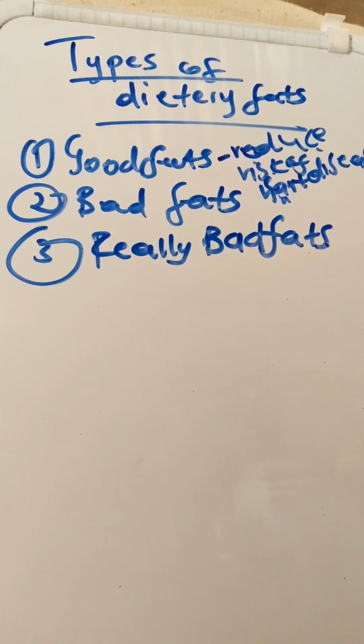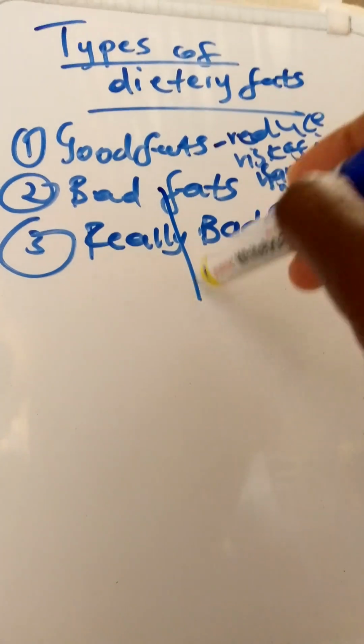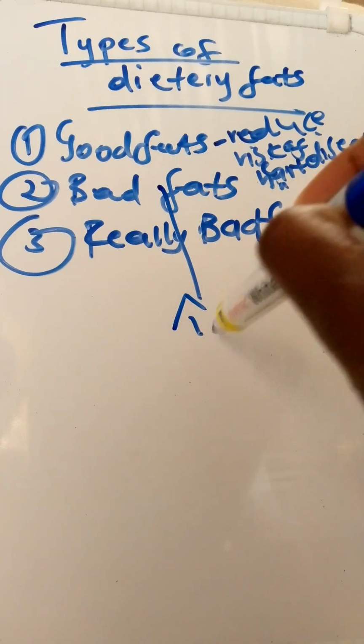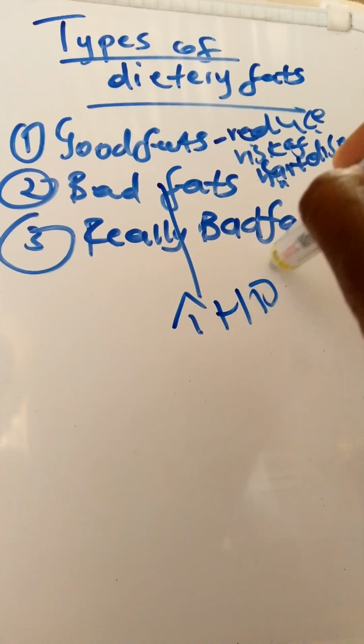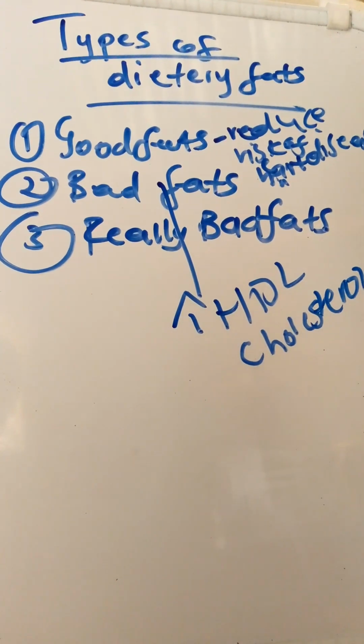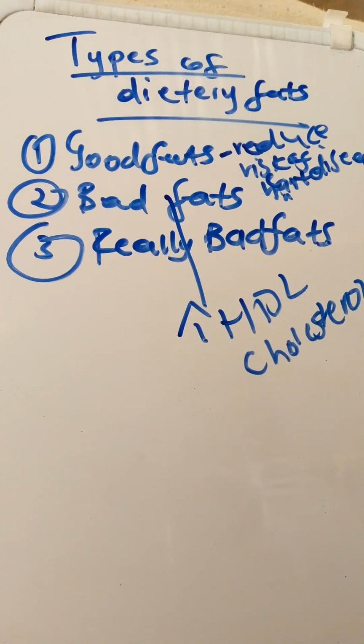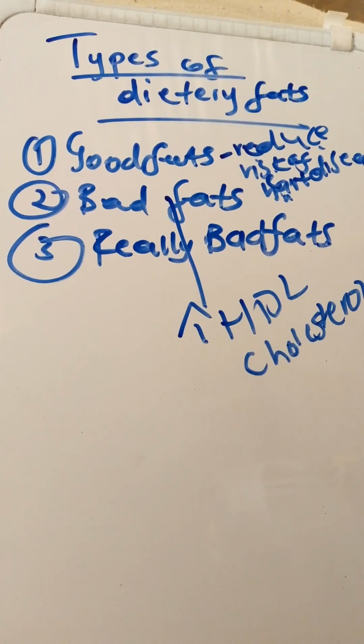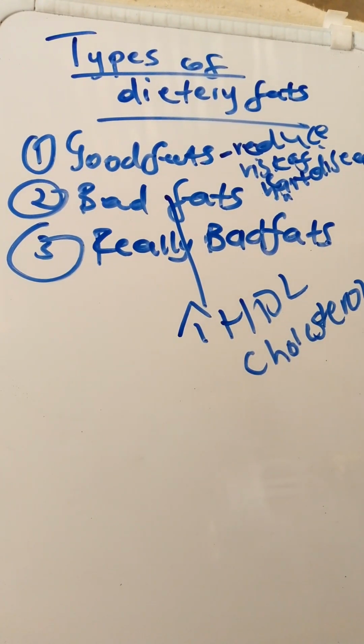So the bad fats, they raise the bad cholesterol. The LDL cholesterol starts to go up, right? So they raise it, and they also increase the risk of heart diseases and strokes if you consume them in excess. So in this case, you need to make sure that you consume them in moderation. The bad fats, you need to make sure that you consume them in moderation.